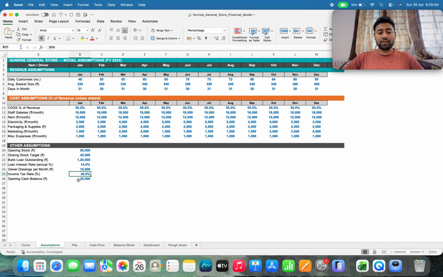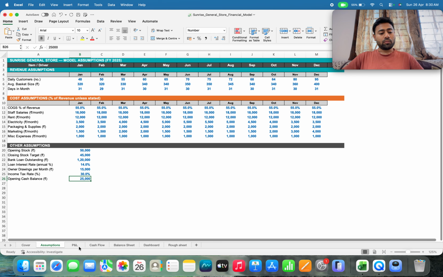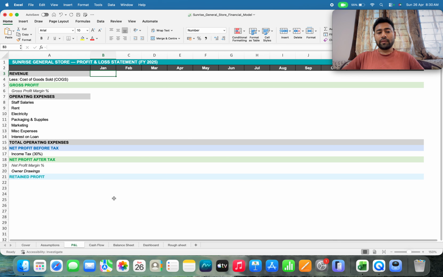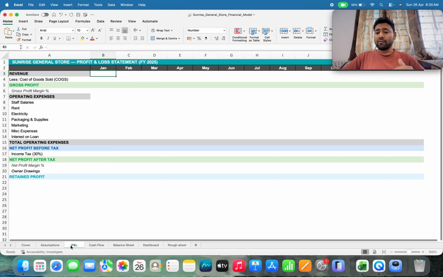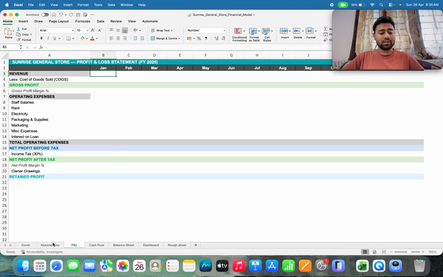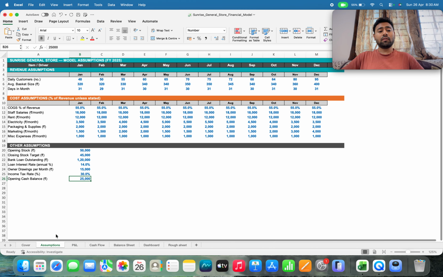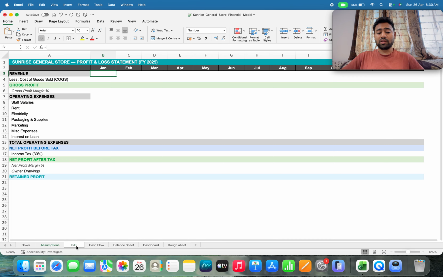Income tax rate is 30%, so opening cash balance is 25,000. Now coming to the PNL, how will we calculate the revenue? As I said earlier, we are going to connect everything with the assumption sheet. Why are we connecting everything with the assumption sheet? Because anything we change there will change in the PNL account.